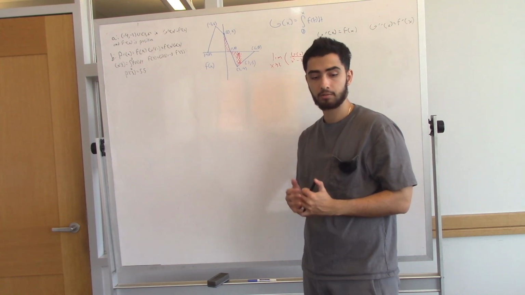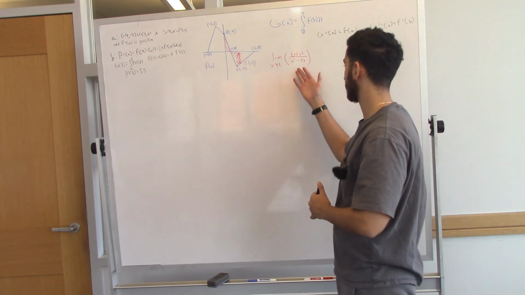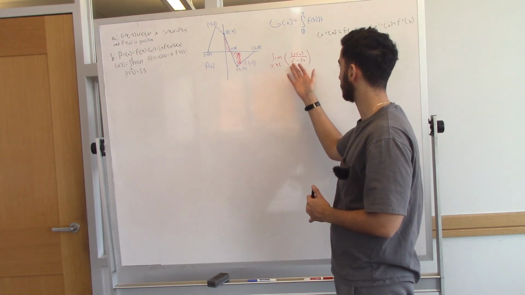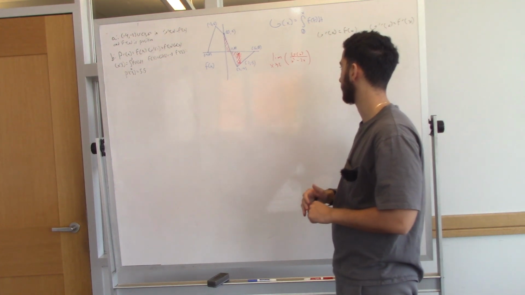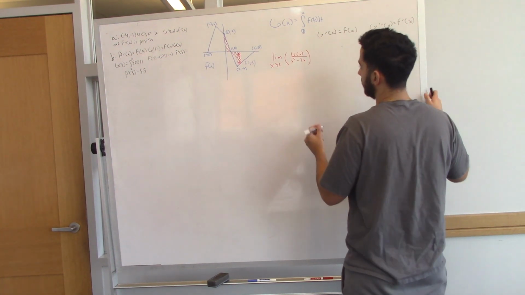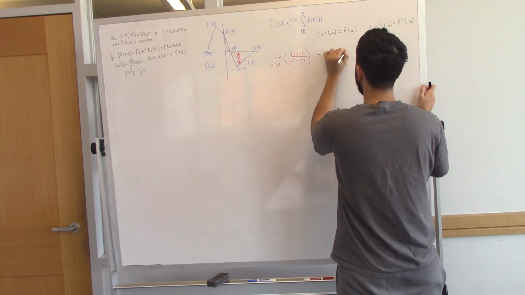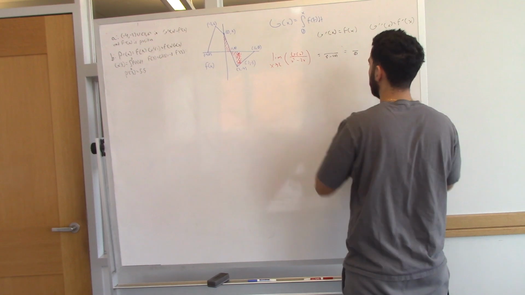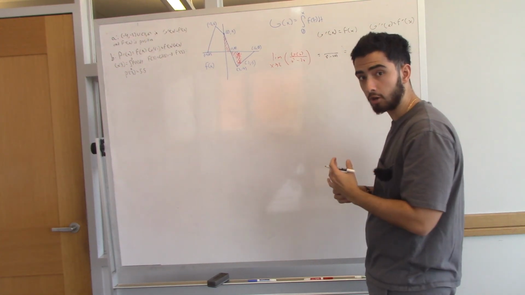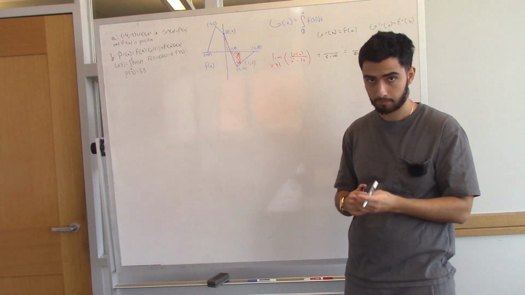Alright, now for part C, it's fairly straightforward. We're just asked to evaluate this limit, which is the limit as x goes to 2 of g of x over x squared minus 2x. Alright, well, the first thing I notice is that we're going to have 2 squared minus 2 times 2 on the bottom, which is going to be over 0. So we need to show that this is most likely going to be a L'Hopital's rule.